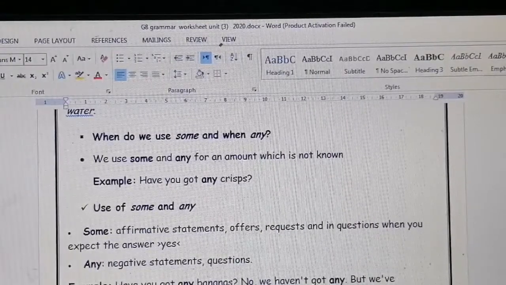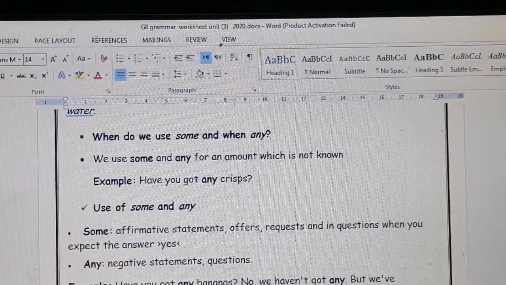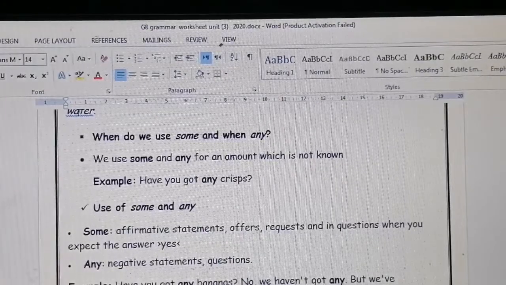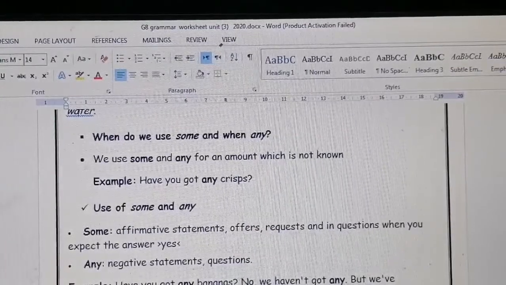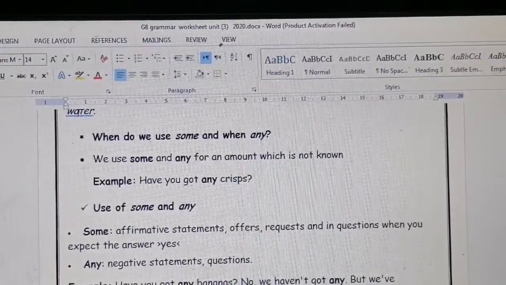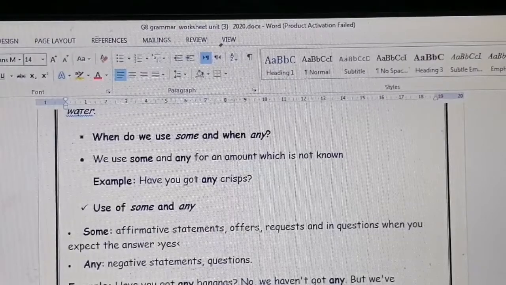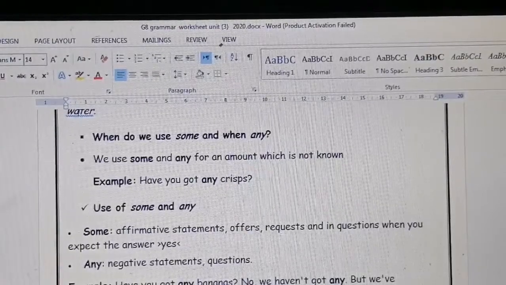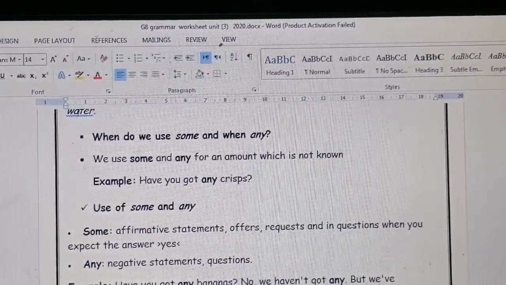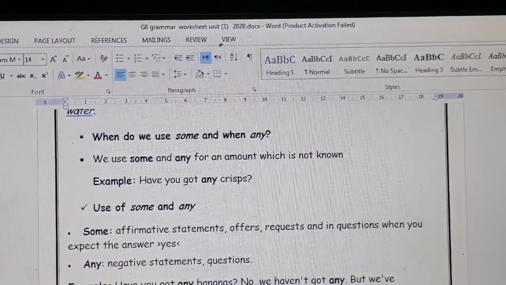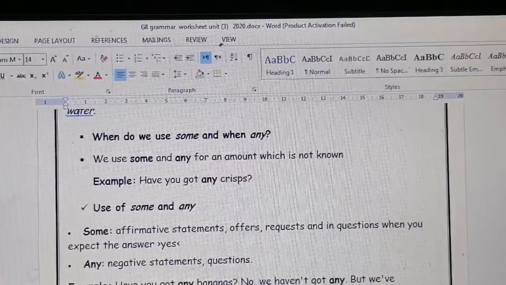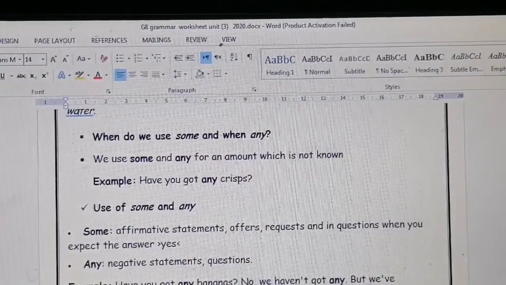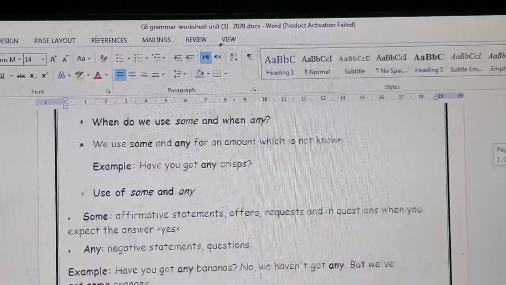For example, when I go to the supermarket, I'm asking the person, have you got some bananas? And I expect that he has the bananas because I can see the bananas. So he will say, yes, I have some. Okay? Now, any: negative statements, questions. With the negative, with not, and with the questions. Deal? Let's move to the next one.